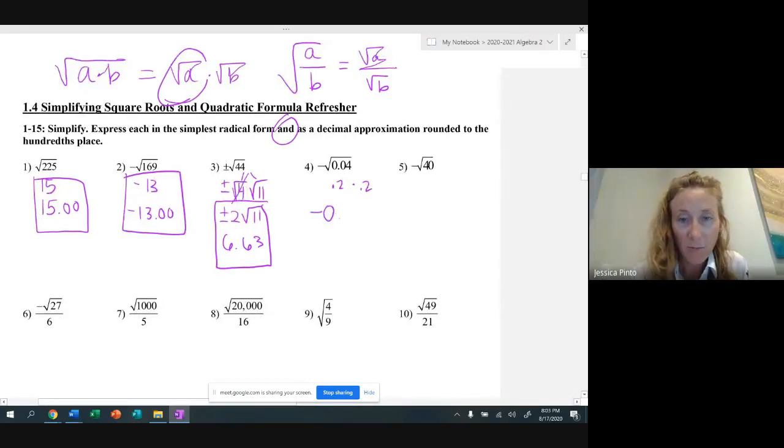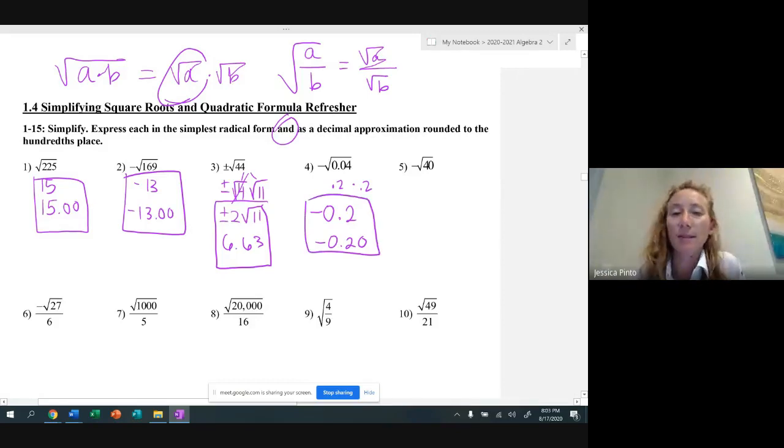Negative 0.2 is simplest radical form. And then negative 0.20, that's just me being like, yeah, 2 decimal places, very specifically following the directions.